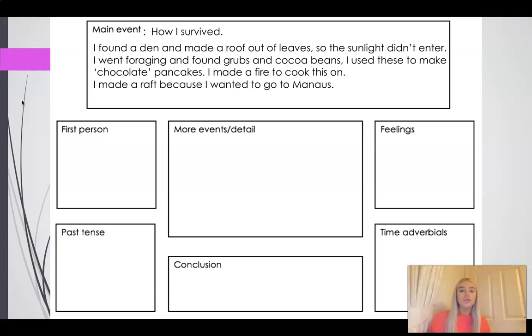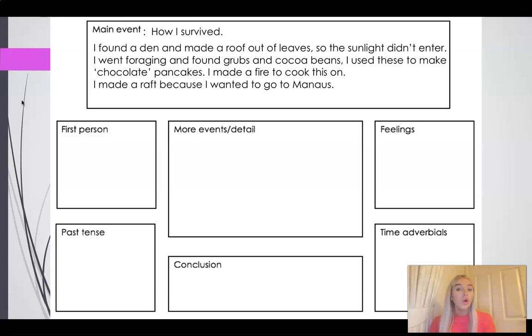Now, if you were to choose your main event as being how I survived, there's lots and lots of ways that Fred, you were able to survive. So if you are doing how I survived, I don't expect you to have the same ones as me. You might have one of the same ones as me, but you are mainly going to have different ones, because you're going to choose different things for how Fred survived, because he did lots of things to survive, didn't he?